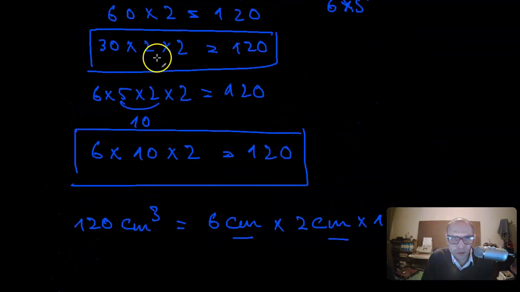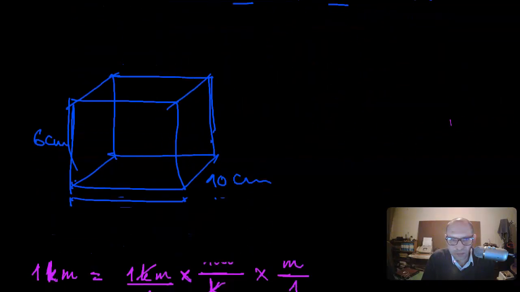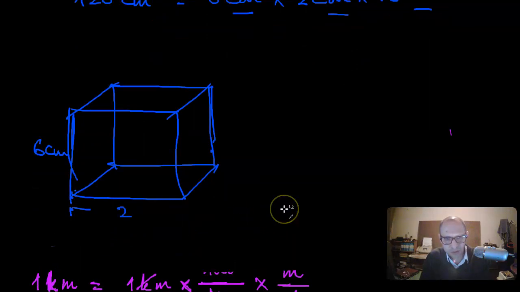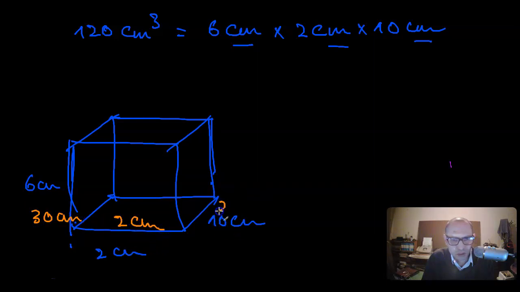And of course, 30 times 2 times 2 is also equal to 120. So that was a 6 centimeter, a 2 centimeter, and a 10 centimeter side. Now, if I had another cuboid in which one side was 30 centimeters, another was 2 centimeters, and the other was also 2 centimeters, 30 times 2 times 2 would be 120. So there are many different cuboids of different dimensions, all of which have a volume of 120 cubic centimeters.